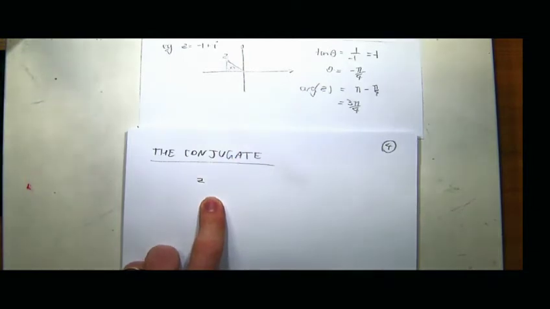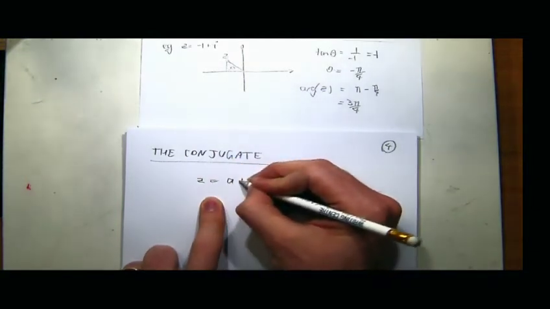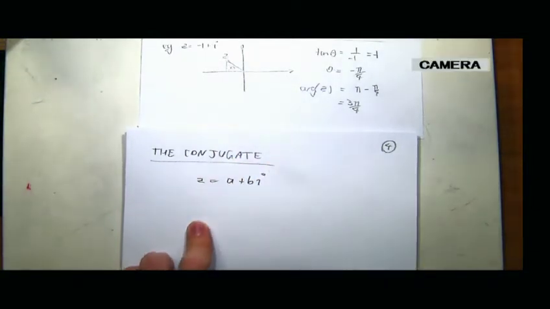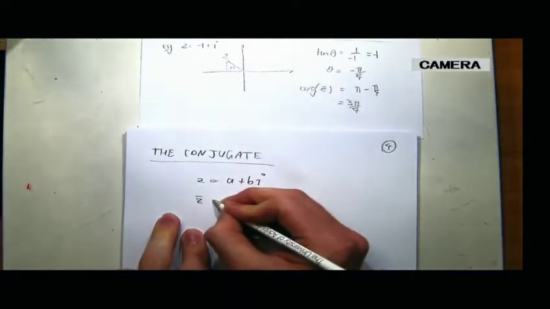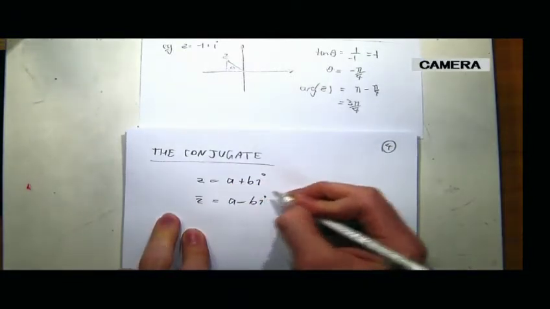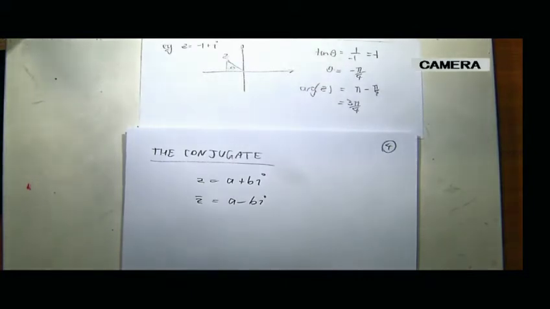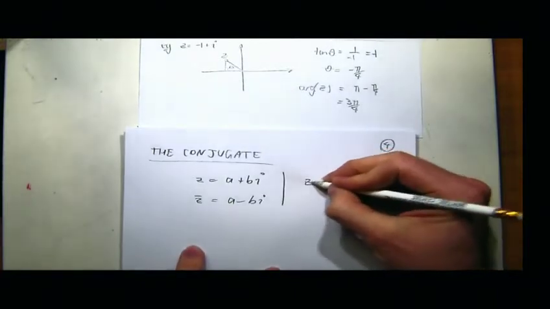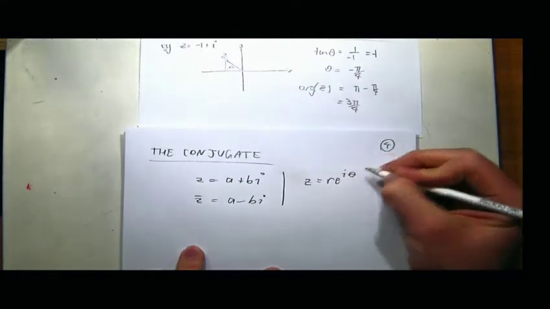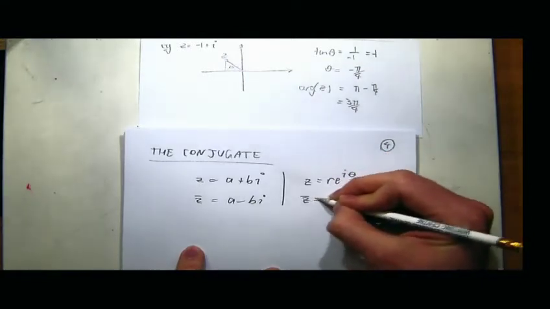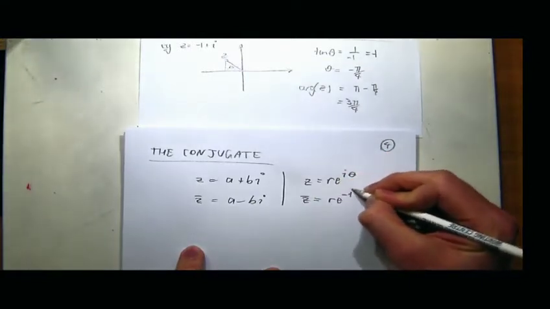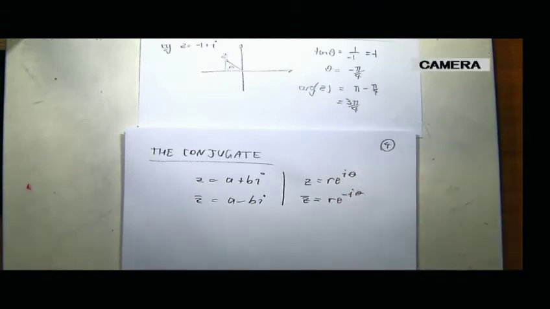So if you have a complex number that looks like this, then its conjugate looks like this. Of course, if it was minus bi first, it would become a plus bi. And in polar form, that looks like this. You minus the angle.